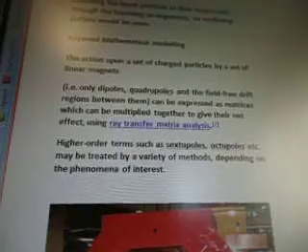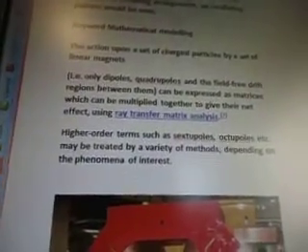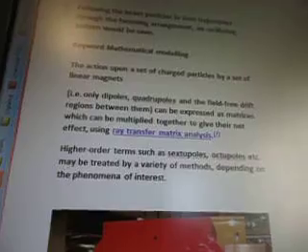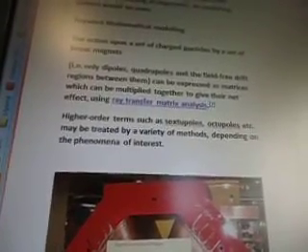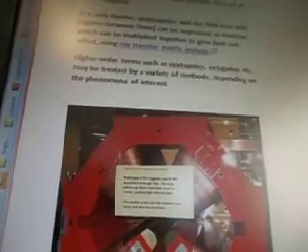Keyword mathematical modeling. The action upon a set of charged particles by a set of linear magnets: only dipoles, quadrupoles, and the field-free drift regions between them can be expressed as matrices, which can be multiplied together to give their net effect using ray transfer matrix analysis. We were talking about net effect in the last video. Higher order terms such as sextupoles and octupoles may be treated by a variety of methods depending on the phenomena of interest.